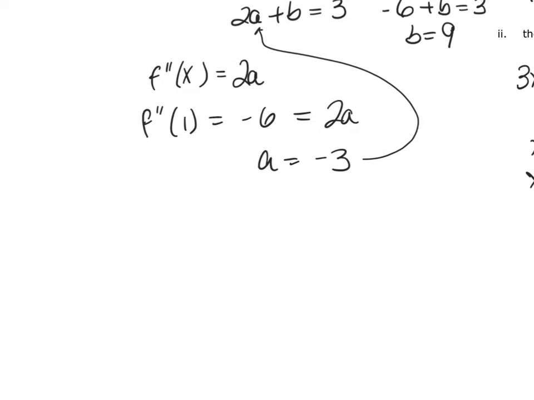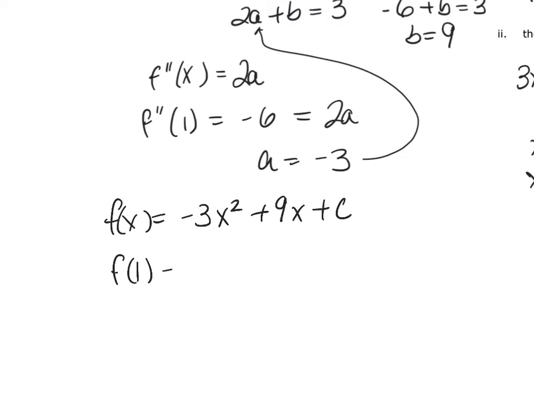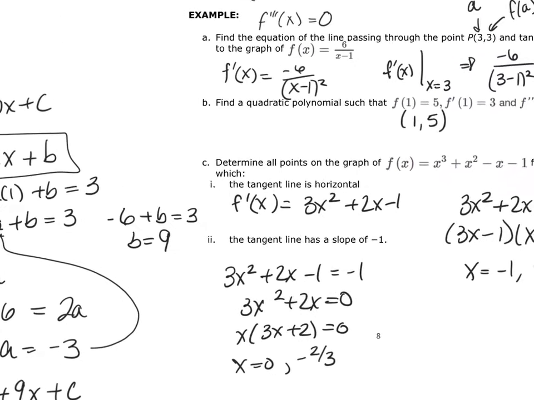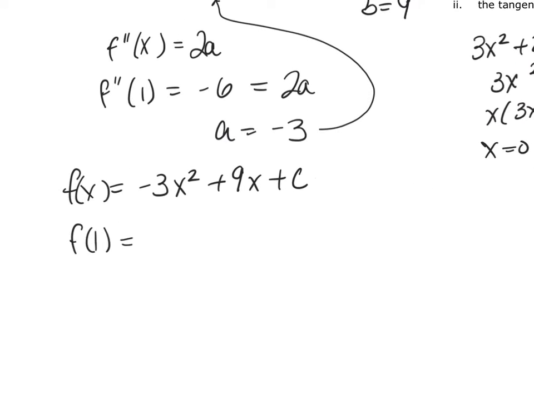So what I have so far is f of x is equal to -3x squared plus 9x plus c. And I go back to my very first information, and I know that f of 1 was equal to 5, so that's equal to 5, which is equal to -3x squared. Oh, I want to put a 5 in there. So 5 squared plus 9 times 5 plus c, and that's how you're going to find c.